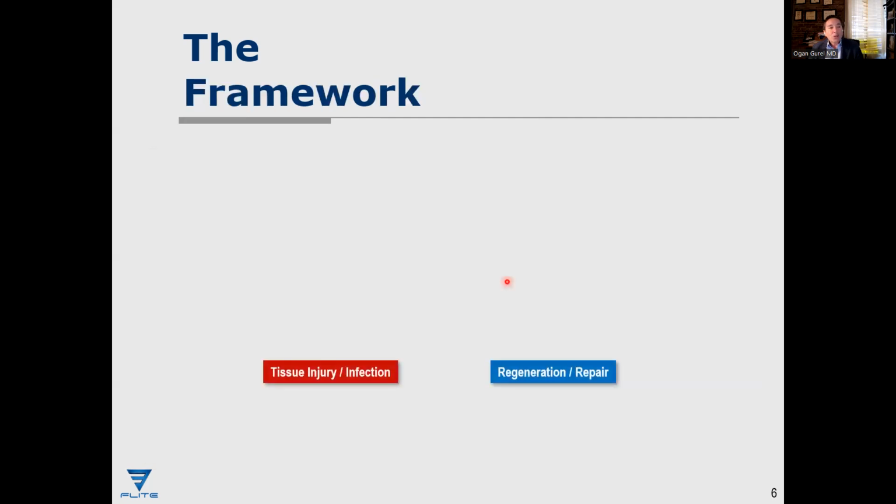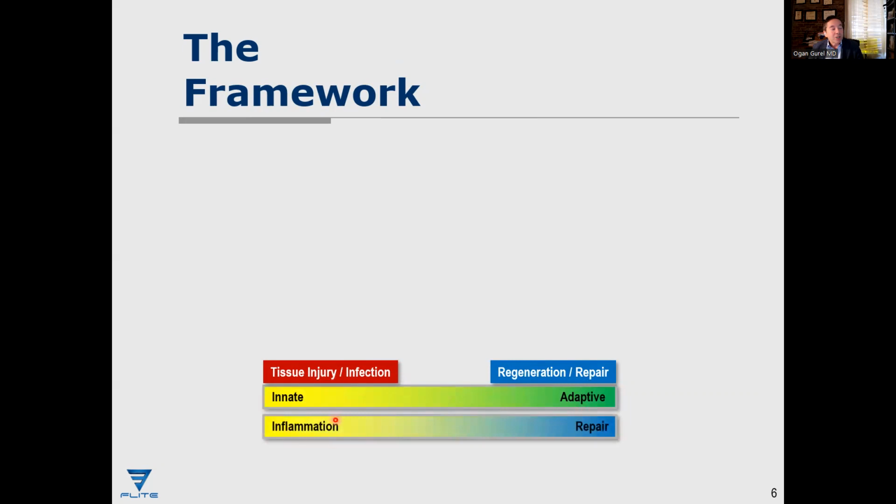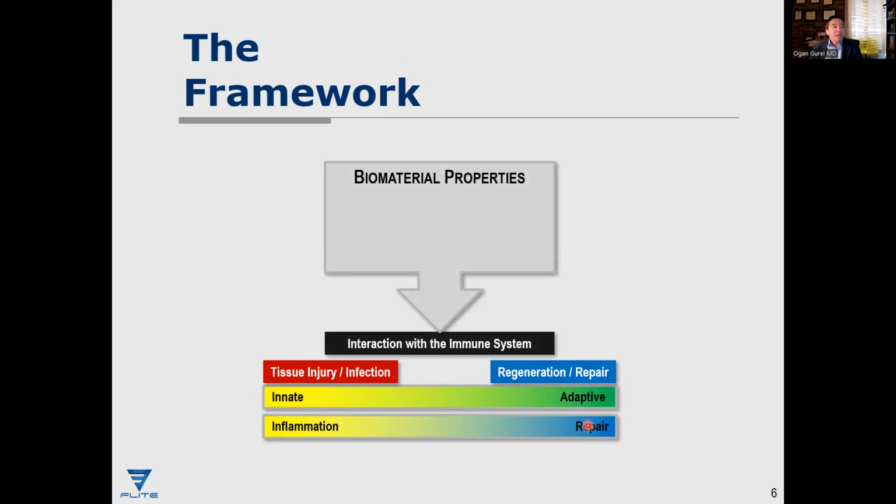So where does it fit in terms of a framework? So we have tissue injury, infection, and regeneration repair, as I indicated, as two major processes. And then we have the innate immune system and the adaptive immune system. We have inflammation early on leading to repair. And so biomaterial properties, as they interact with the immune system, will interact with these specific elements, as opposed to the immune system as some amorphous generic entity. We talk about the innate, the adaptive, inflammation, repair, and of course, the different cells that are involved in that.